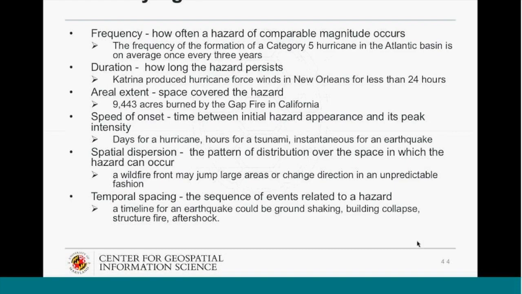Temporal spacing is another way to quantify a hazard, and this is really the sequence of events related to the hazard, right? So, for example, for an earthquake, the temporal spacing of events could be ground shaking, followed by a building collapse, followed by a structure fire, and then an aftershock, right? And this would be the sequence in which different areas of concern are impacted by a given hazard.